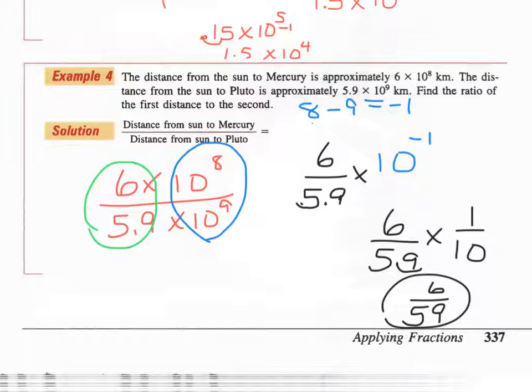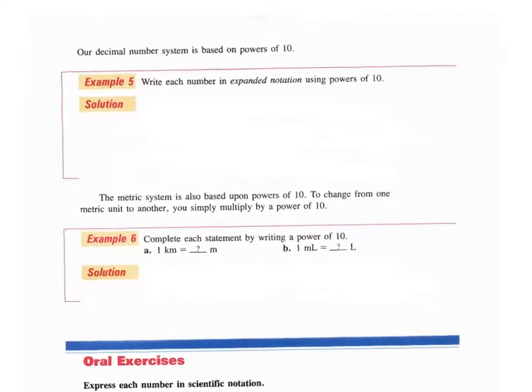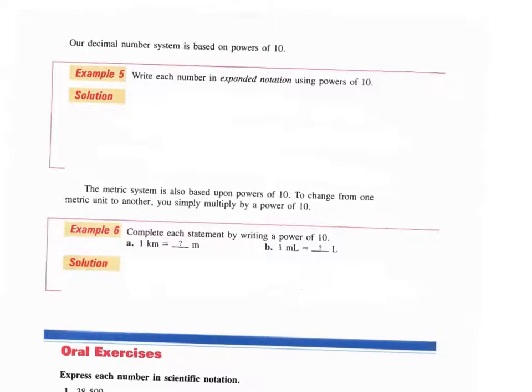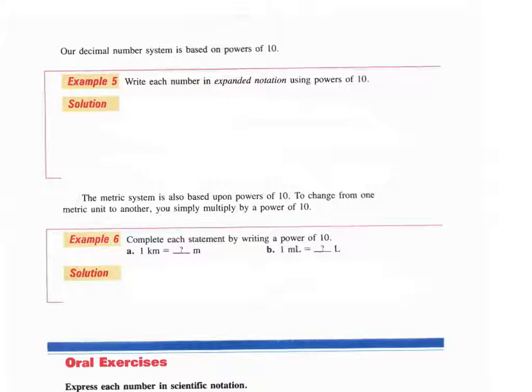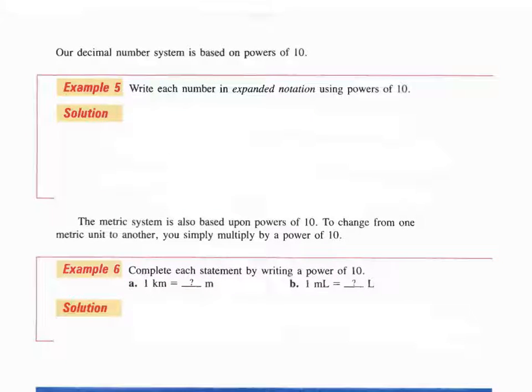Let's try the next example. They're talking about expanded form. And you won't have this on the quiz. So let me go ahead and rewrite it. It says to write each number in expanded notation using powers of 10. So example A is the number 8,572. So if I write this in expanded form, I could break it apart.